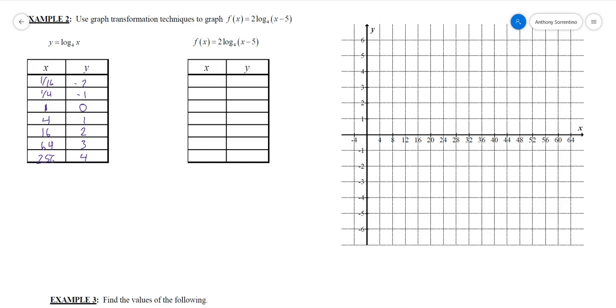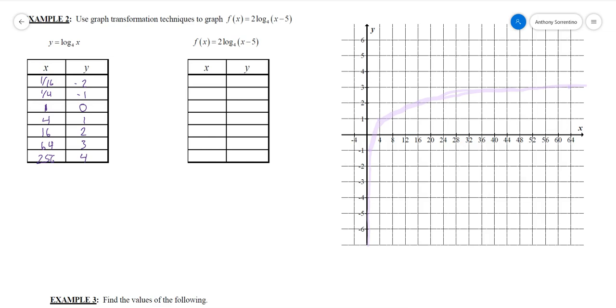and I'm going to graph it kind of on the light side. I'm going to use a highlighter for it. So 4, 1, 16, 2, 64, 3. The 256 doesn't even fit on here, so basically, right here. So the graph would do something along the lines of this. And of course that y-axis is the vertical asymptote. So that's log base 4 of x I graphed there.